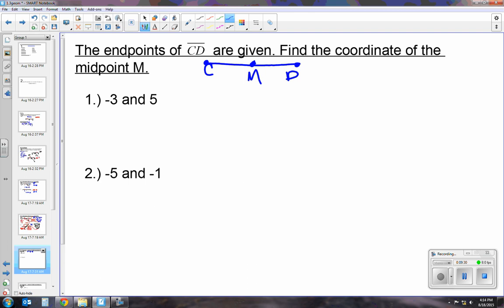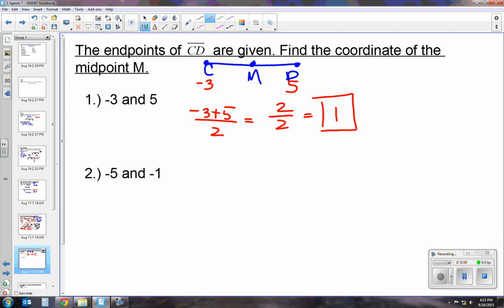Okay, so we have line segment CD and midpoint M. And I give you for number 1, negative 3 and 5. So I can label this, negative 3 and 5, okay? And like I said before, when we were trying to figure out the midpoint formula, whenever I have 2 numbers and I want to find the middle of those 2 numbers, I'm going to add them up and divide by 2. So to find the midpoint of these 2 numbers, I'm going to add them up, negative 3 plus 5, and then divide by 2. Negative 3 plus 5 is 2 over 2, and we simplify to 1. So the midpoint of negative 3 and 5 is 1.